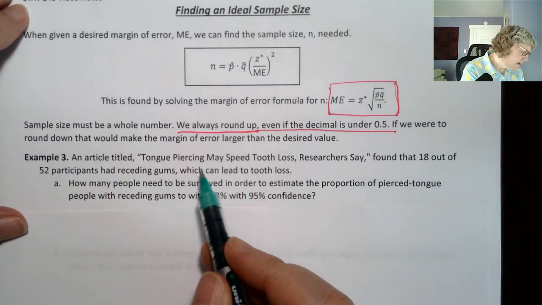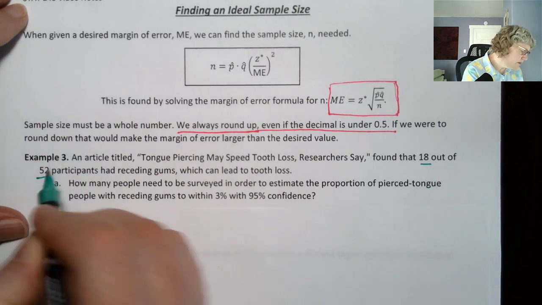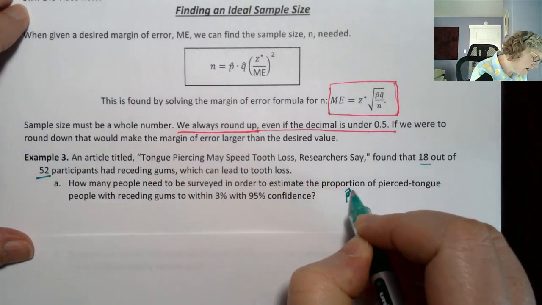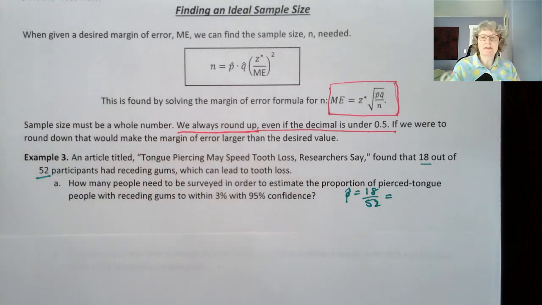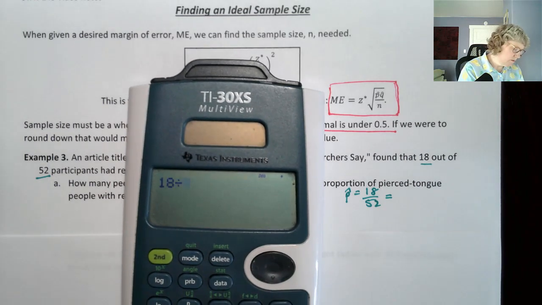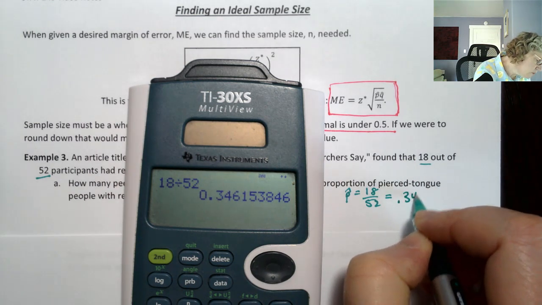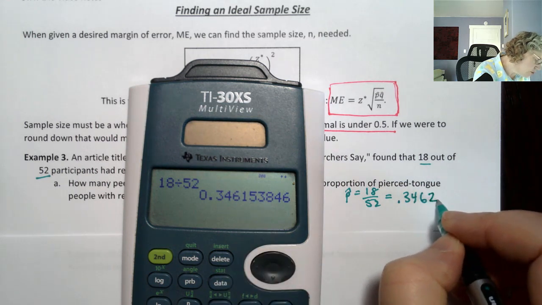Confounding variables. Okay, so we've got 18 out of 52. That's our P hat, right? So I'm going to write what we know. P hat is 18 out of 52. That is an old article, so we're taking a previous article and doing a new study. We're going to use that as our initial estimate. 18 out of 52 is 0.3461 with a 5, so 0.3462.